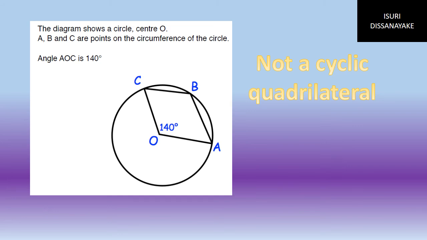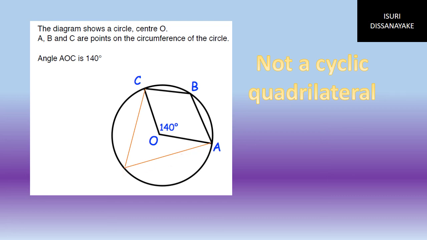What we can do here is create a cyclic quadrilateral by joining C and A to the circumference. Now you can see point C, B, A along with the new point over here creates a cyclic quadrilateral.